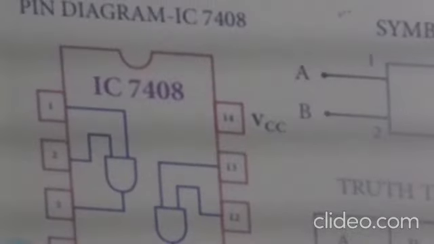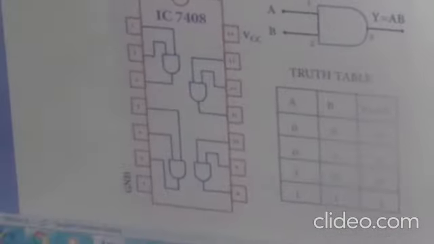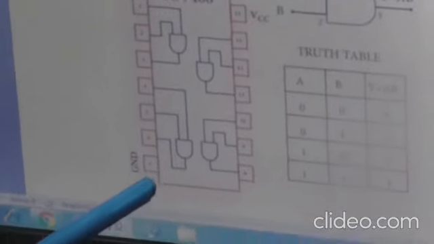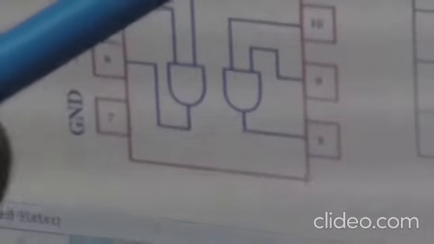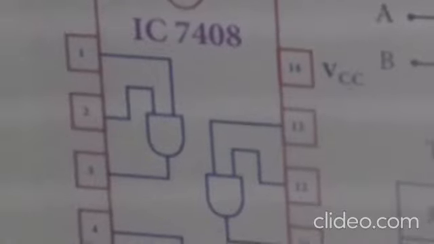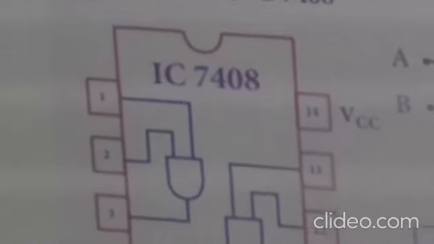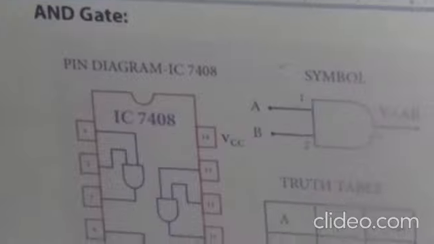Now if you see pin number 7 and pin number 14, from here onwards for each and every experiment, remember this concept: pin number 7 is always connected to the ground, and pin number 14 is for VCC. So we see the working functionality of the AND gate on an IC trainer kit. Here, if both inputs A and B are 1, then we get the output 1, otherwise it will be 0.